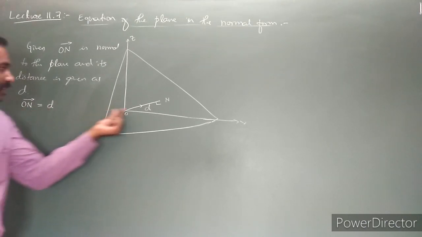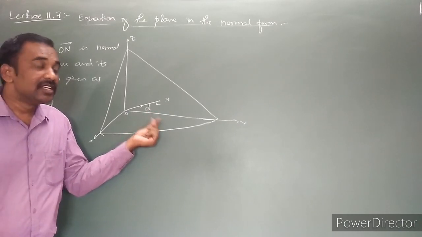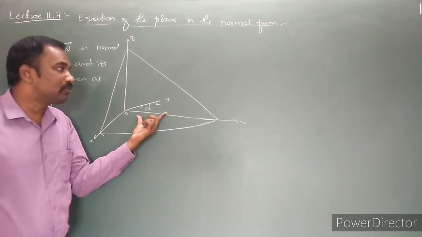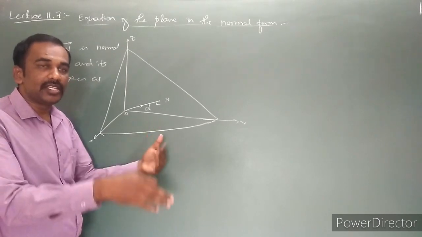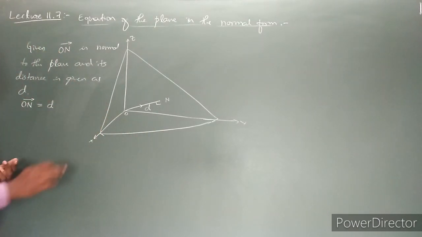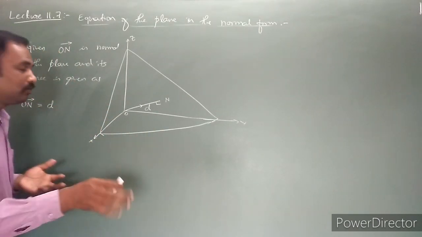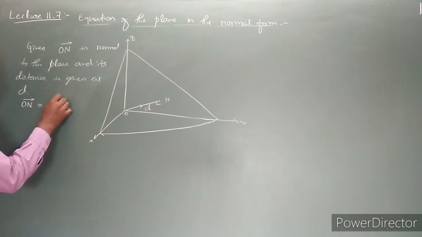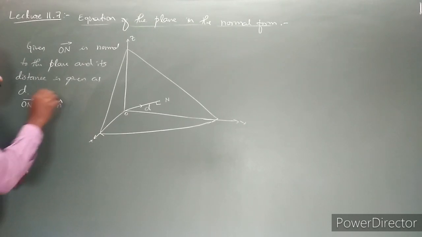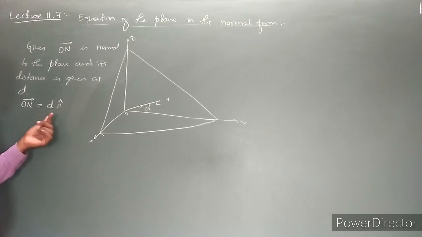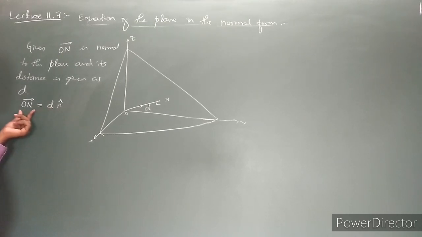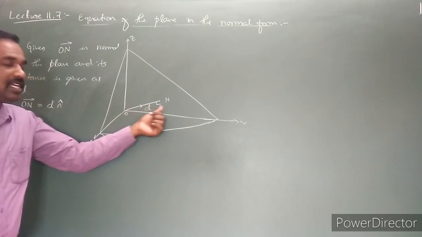On the right hand side I have just written a scalar quantity. D is a scalar quantity because it is only the distance, for example 2 units, 3 units. It is not suitable, so I need to mention the direction. To mention the direction, what do I have to write? Can I write it as a unit vector n cap? So the ON vector is equal to d into n cap.